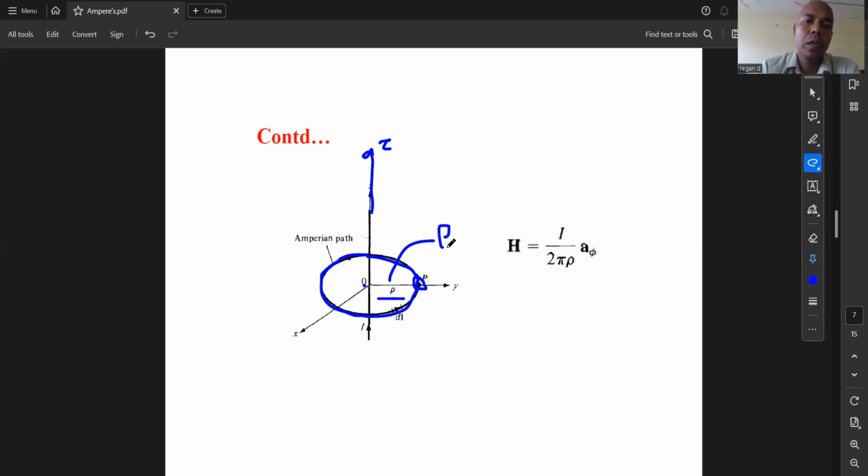And if it is, the magnetic field can be tangential to this closed loop. That means the magnetic field will be in this direction. So there will be only one component available in the net magnetic field, that is A phi, because the magnetic field is tangential to this loop. It is horizontal, so the A phi component is available in the net result.